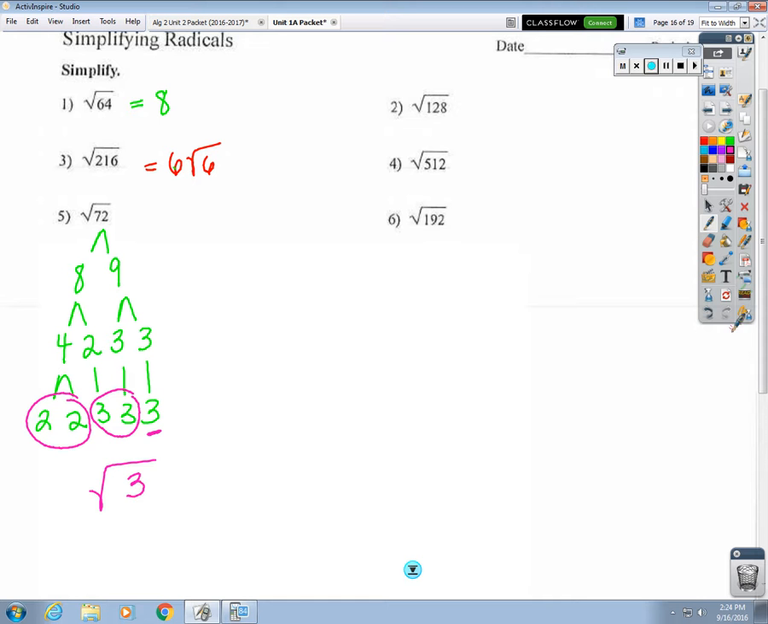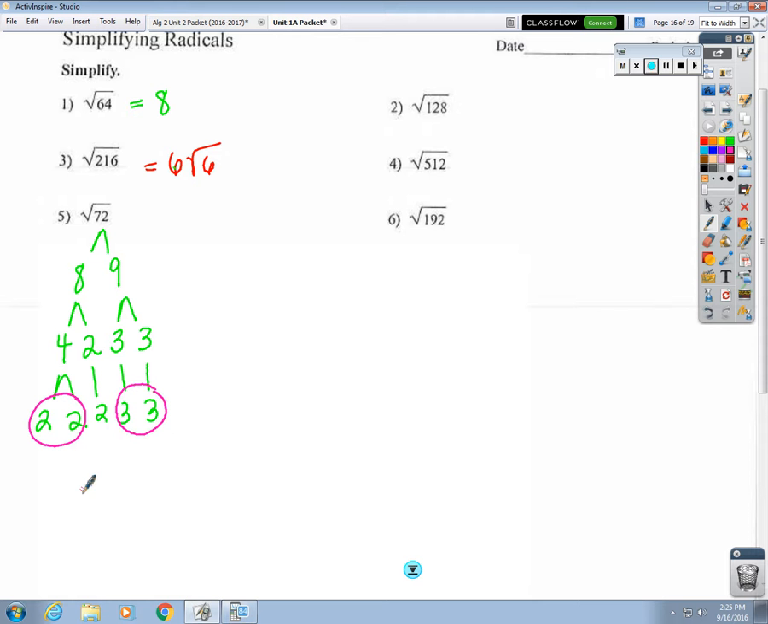Oh, my bad. Let me fix it. This was supposed to be a 2. So give me a second. Okay. Bring down the 2, bring down the 3, and bring down the 3. Now let's circle. So we have a pair of 2's, and we have a pair of 3's.